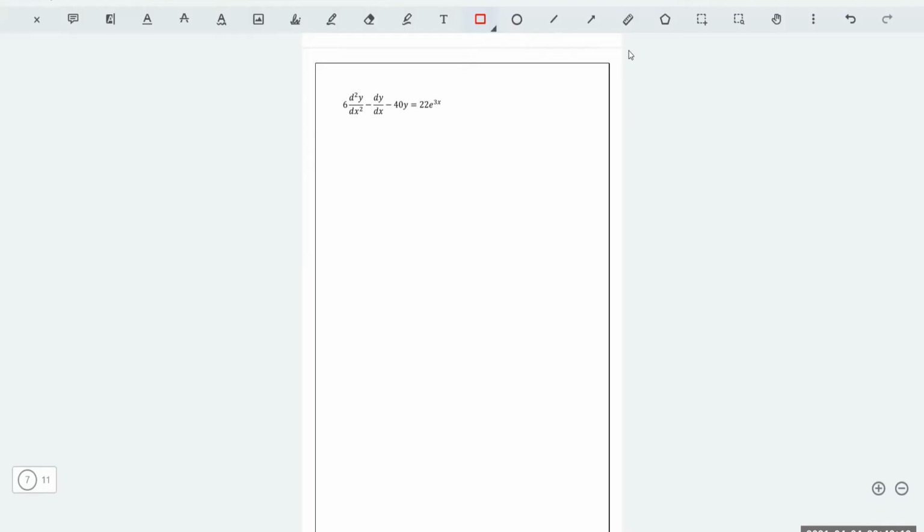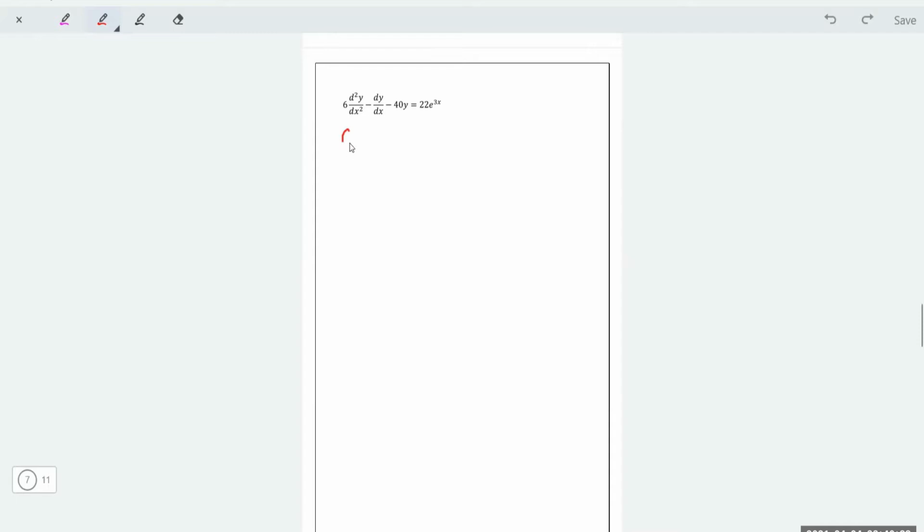All right, let's look at this question here. It says 6 d2y by dx squared minus dy by dx minus 40y equals 22 times e to the 3x. What are we going to do? To do this question, as you can clearly see, 6 d2y by dx squared minus dy by dx minus 40y equals 22e to the 3x.